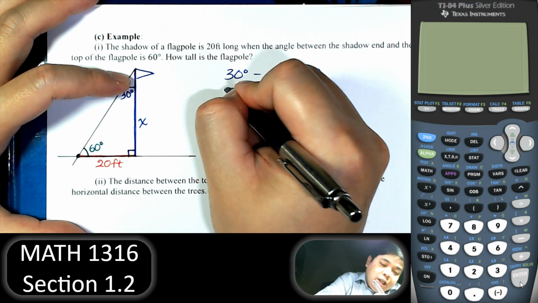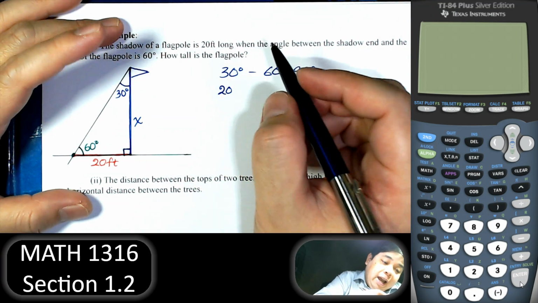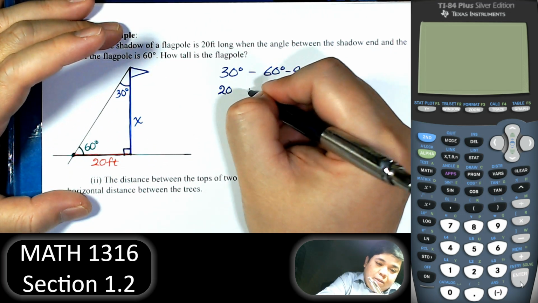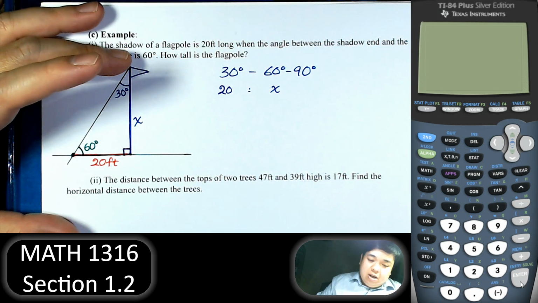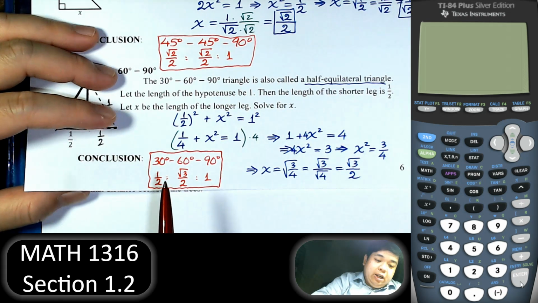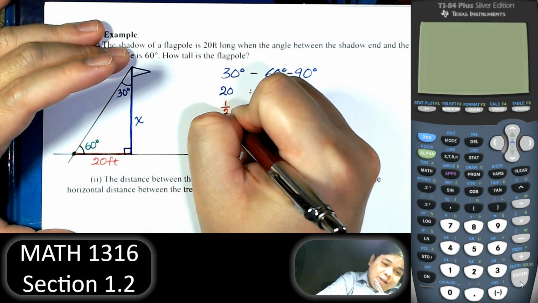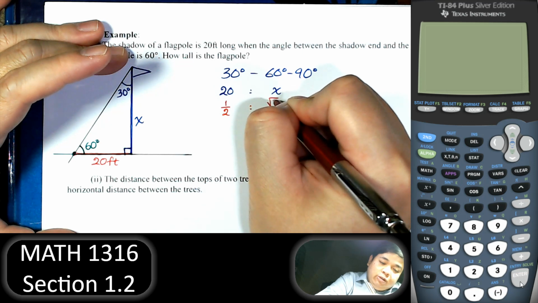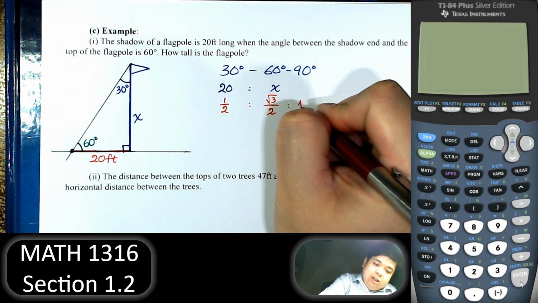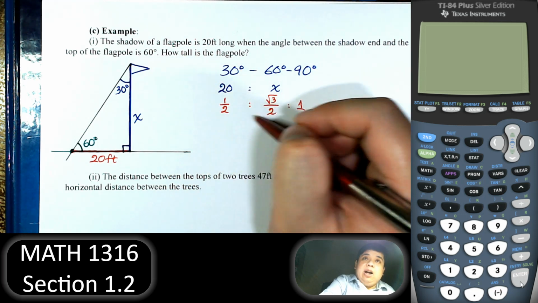Opposite to 30 degrees is 20 feet. And opposite to 60 degrees is x. And we don't care about 90 degrees. But according to the theorem we have earlier, the special right triangle with 30, 60, and 90 degrees angles has the ratio of 1/2, square root of 3/2, and 1. So every 30, 60, 90 degree triangle has this ratio.